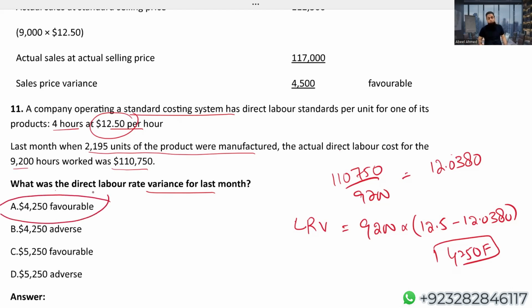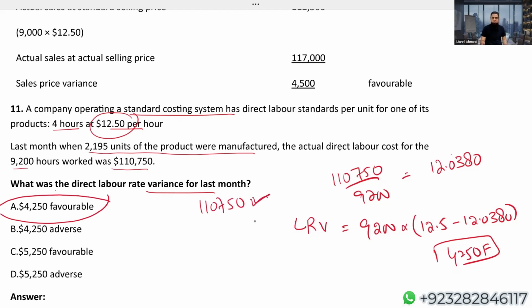There is another way available to deal with the same question. Just compare the actual labor cost with the labor cost according to the standard. If your actual labor cost is less than the labor cost according to the standard, the variance is simply favorable. Here, the actual cost of the labor, we know, is 110,750.